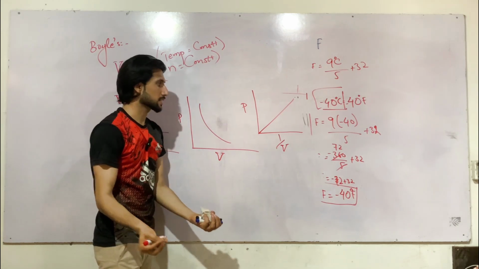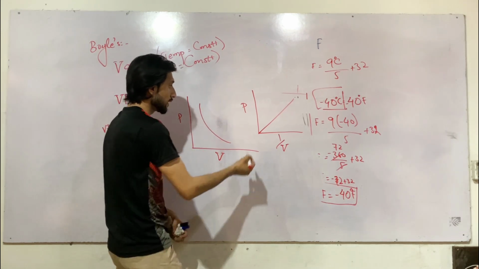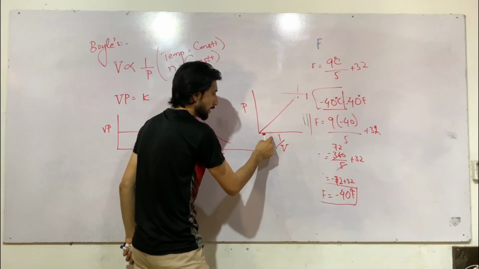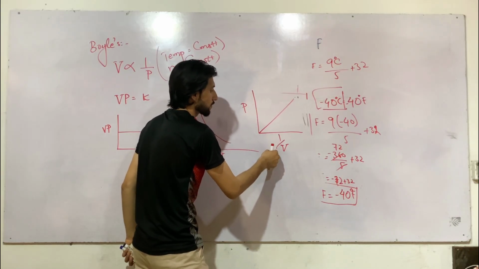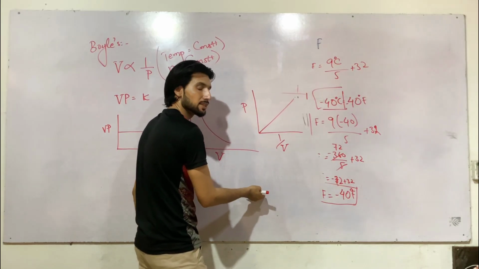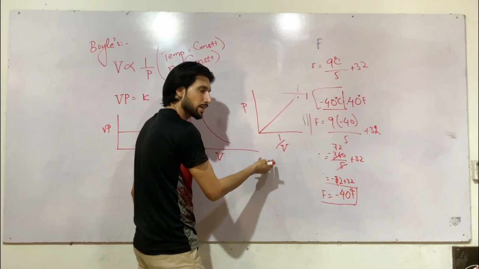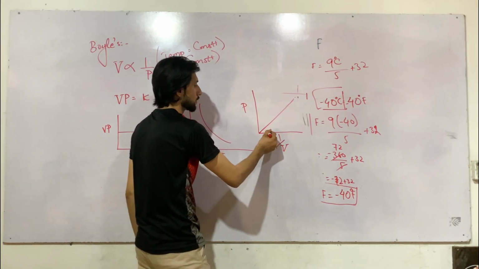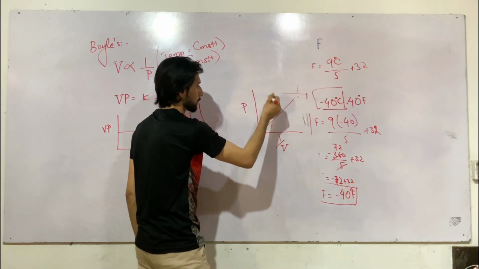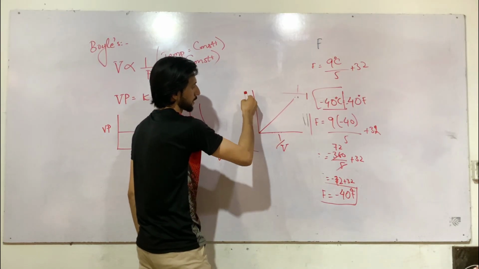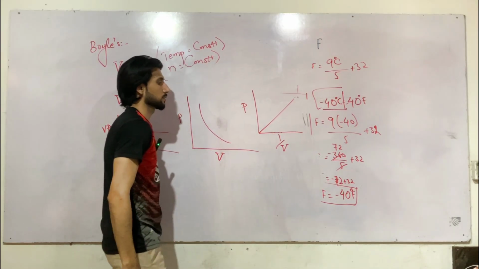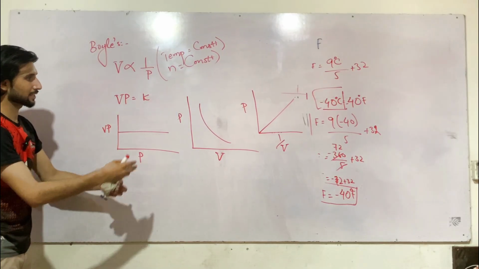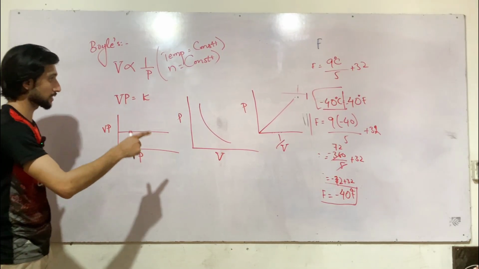This is common sense, okay? As you are increasing the inverse of the volume, this means you are decreasing the volume. The increase in inverse means decrease in the volume, okay? So as you are decreasing the volume, the pressure increases. As you are increasing the pressure, the inverse of the volume decreases, okay? So this is about the graphs.